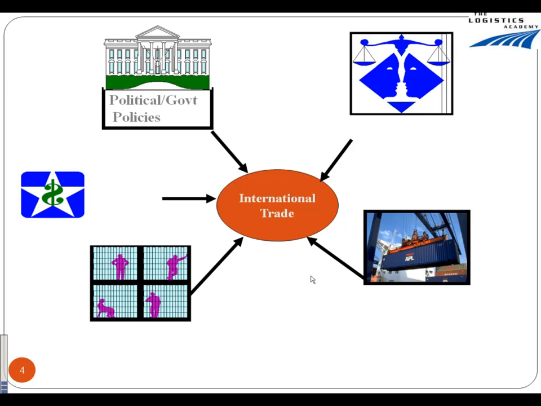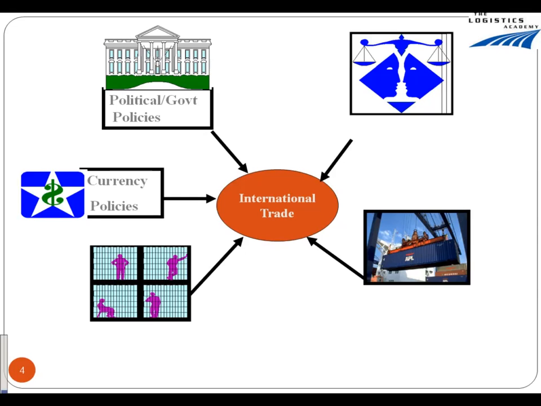Now, in international trade, we also have issues, things like political and government policies. Some countries have trade barriers. They have some protectionist tariffs to protect their local market. So they will impose a duty on imported goods. So this is one of those issues which are always happening, and that's why we have the WTO meetings where countries will have to meet and agree on certain concessions.